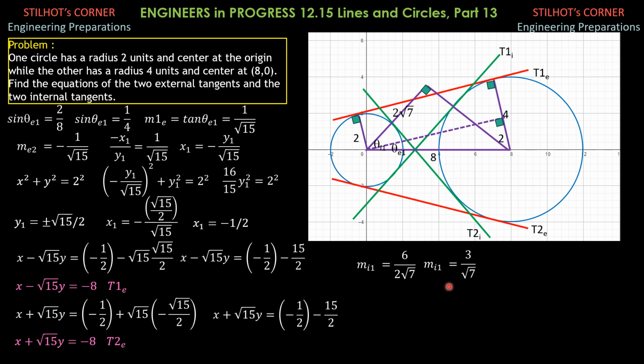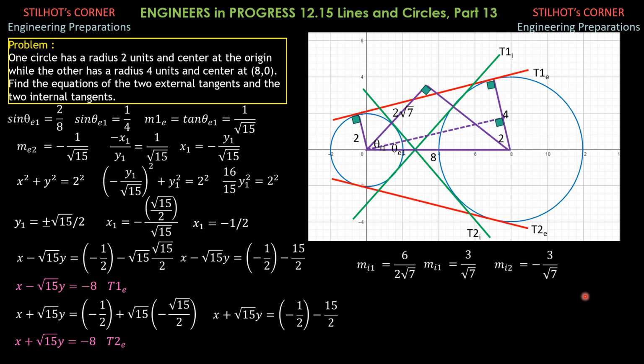I will not simplify that. The slope of the internal tangent 2 is, because the angle is the same except that this is counterclockwise and this is clockwise, they have the same slope numerically, but this one is negative. It is inclined down to the right. So the slope of the internal tangent 2 is negative 3 over square root of 7.